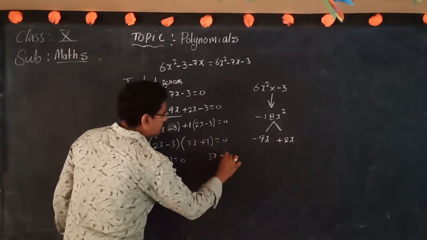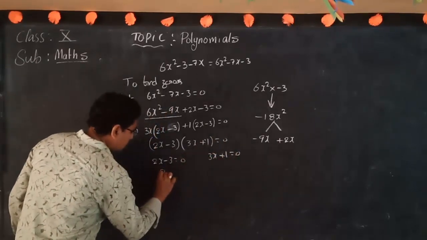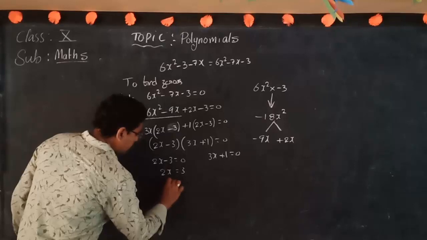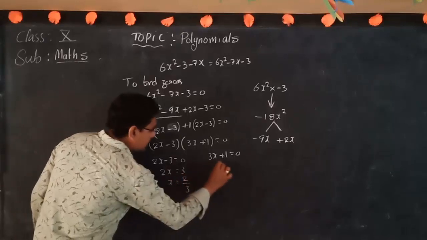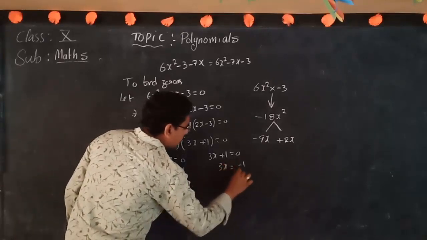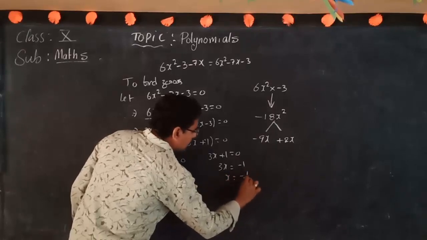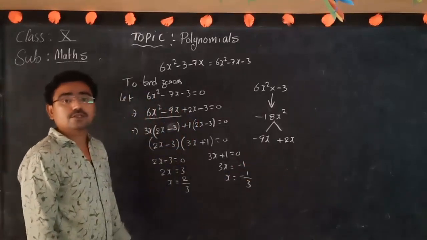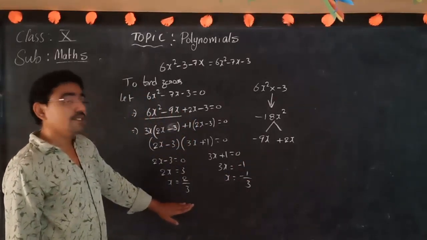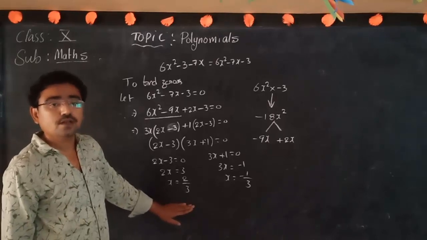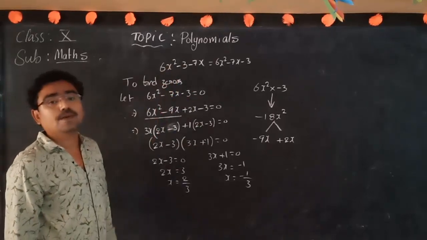3x plus 1 equals 0, so 3x equals minus 1, x equals minus 1 by 3. And 2x minus 3 equals 0, so 2x equals 3, x equals 3 by 2. So this is the process for finding the zeros of the quadratic polynomial.